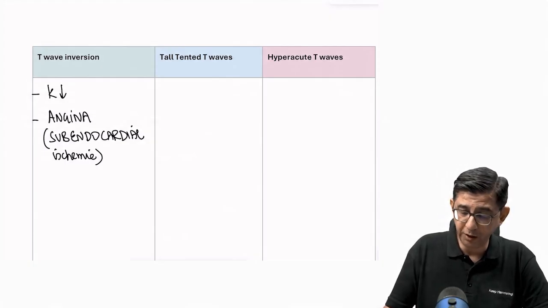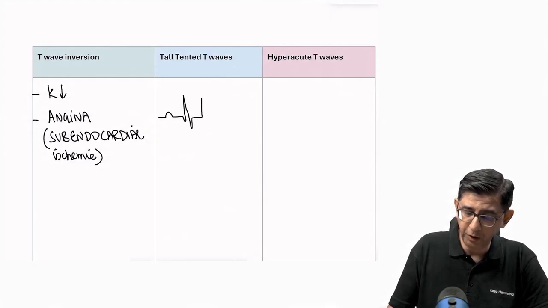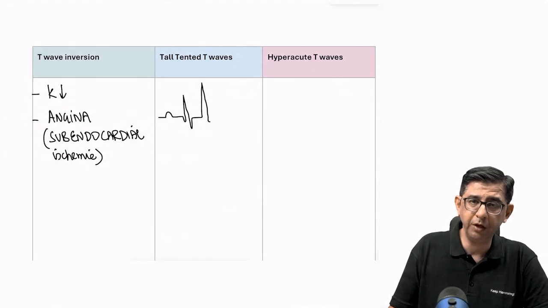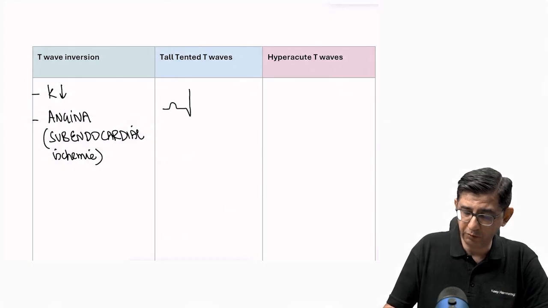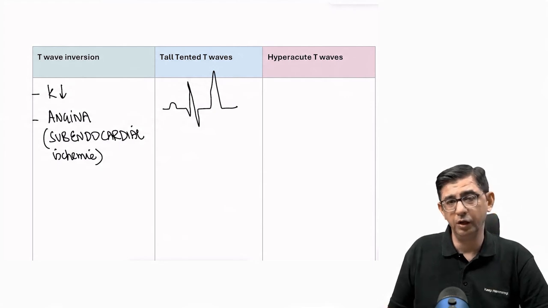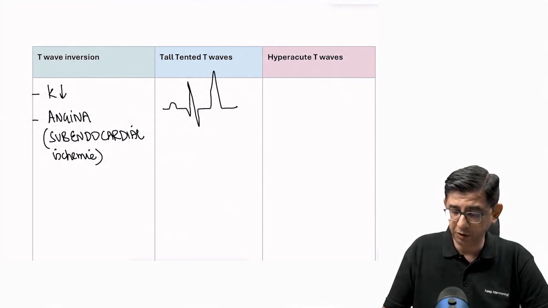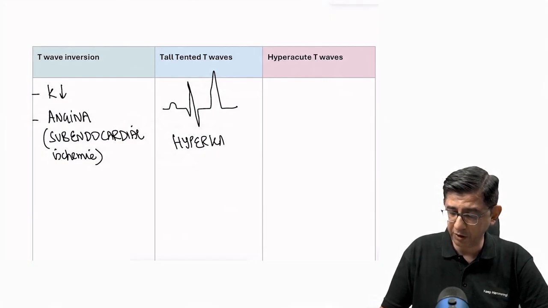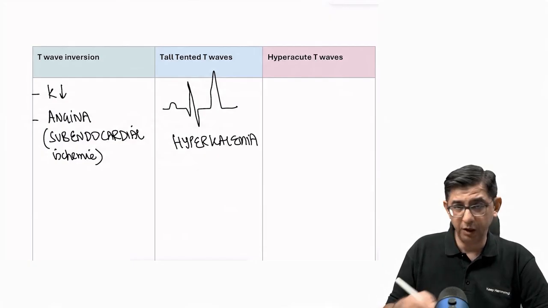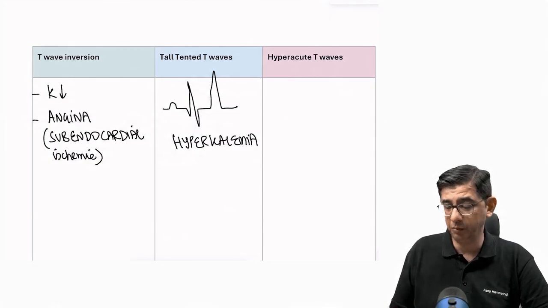Then there are tall tented T waves. For these tall tented T waves, the vertical height will become more than 10 mm. They will become even taller than the height of the R. This T wave that I just drew before you, I'm going to draw it once again, will become taller than the height of the R wave, also called a tall tented T wave. This is seen with hyperkalemia. This is one of the earliest ECG findings encountered in patients with hyperkalemia. I'll summarize the findings for hyper and hypokalemia in a second.